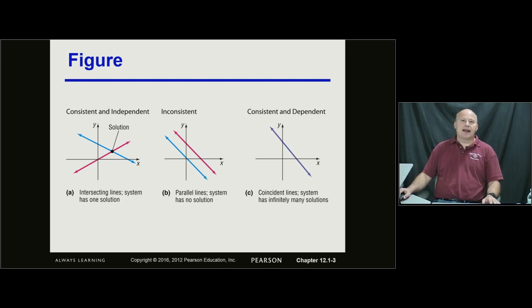Okay, so we could have consistent and independent equations when we have 2 equations. Now remember, equations can be expressed as graphs, and so when you have these 2 equations and they intersect at one point, that system is consistent and it's independent, okay? And that intersection point is the solution, because that intersection point is a common solution for both equations.